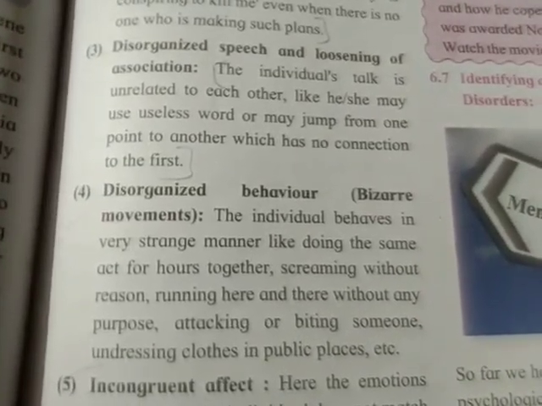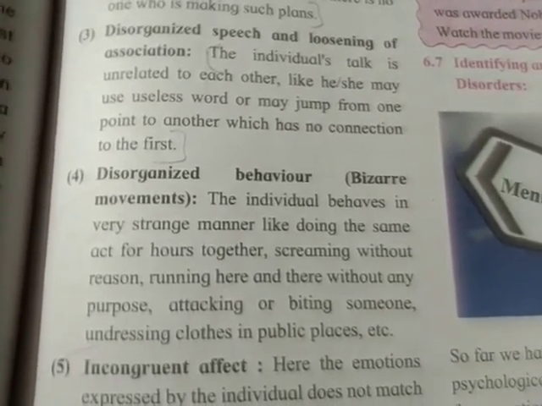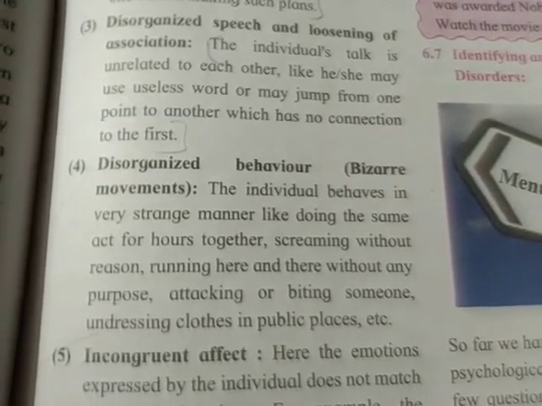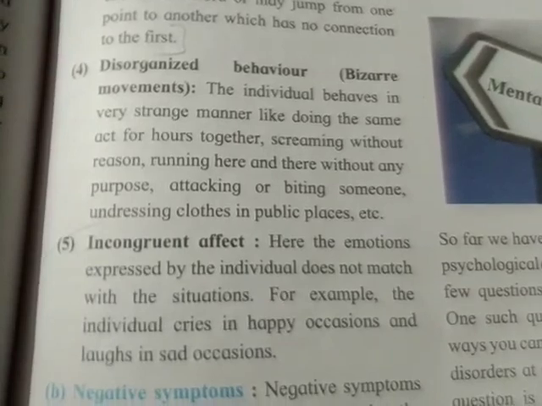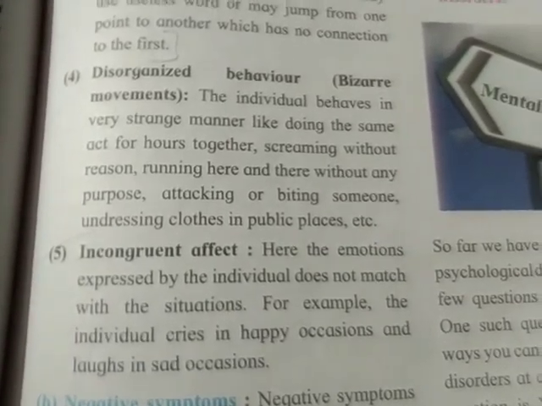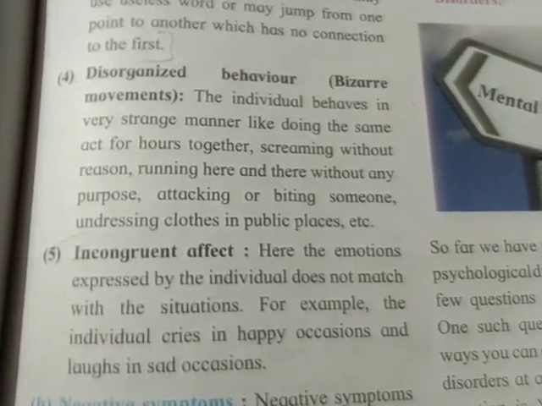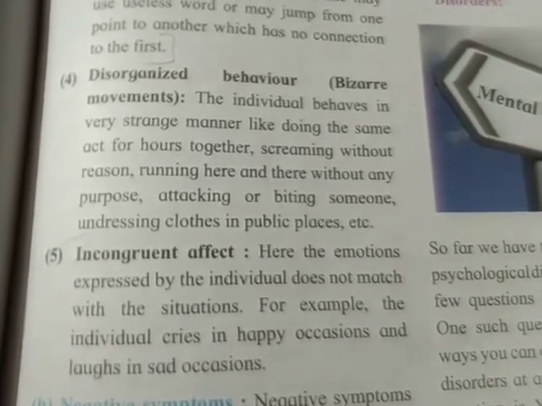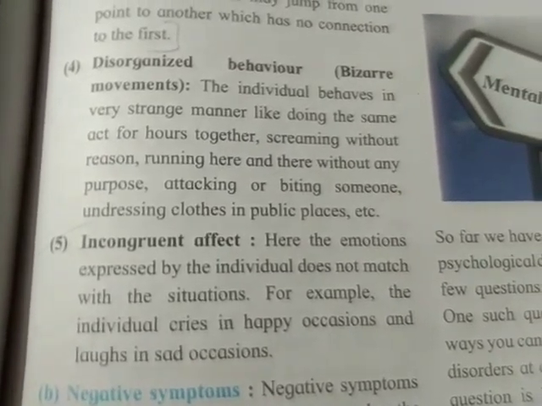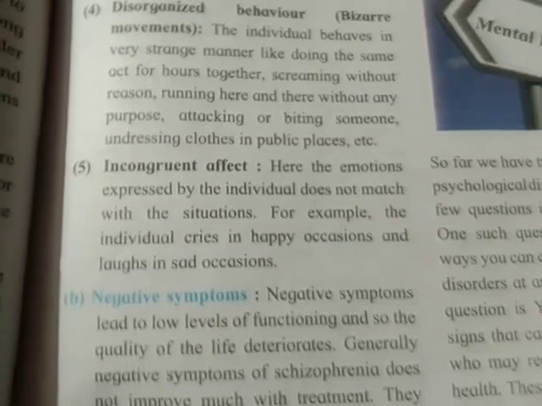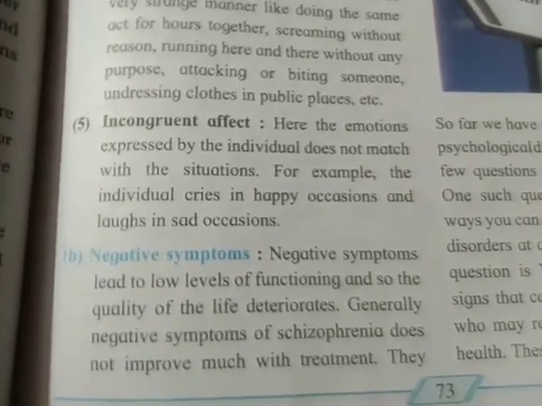The individual's talk is unrelated to each other. Like he or she may use useless words or may jump from one point to another, which has no connection to the first. Fourth, disorganized behavior, bizarre movements. The individual behaves in a very strange manner, like doing the same act for hours together, screaming without reason, running here and there without any purpose, attacking or biting someone, undressing clothes in public places, etc.